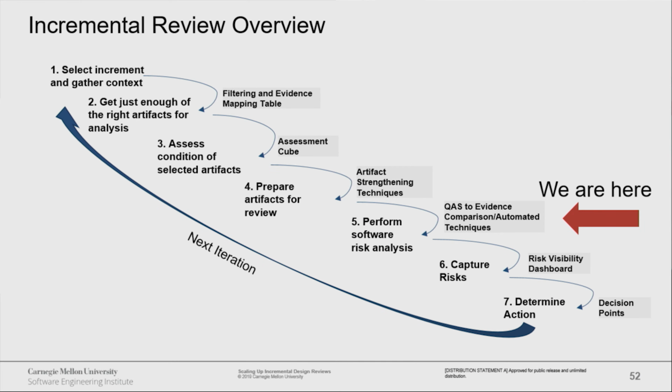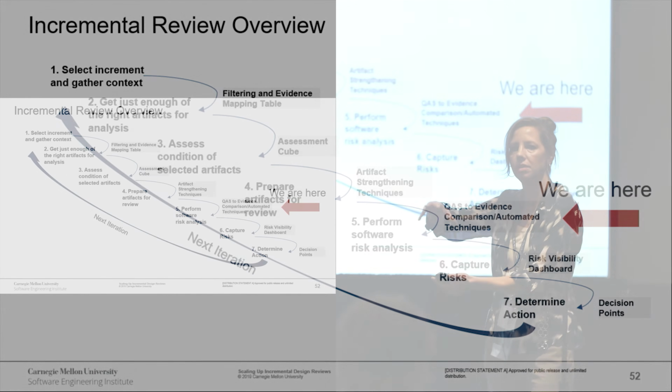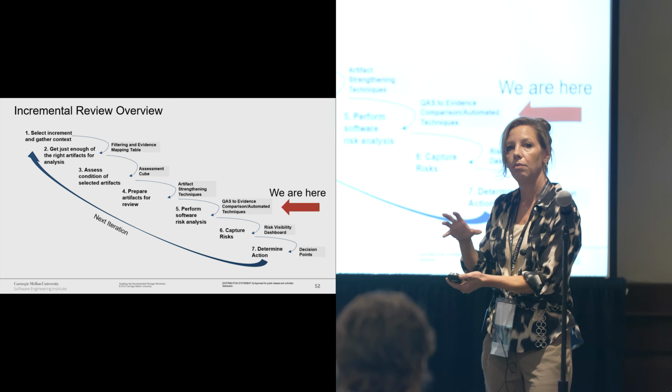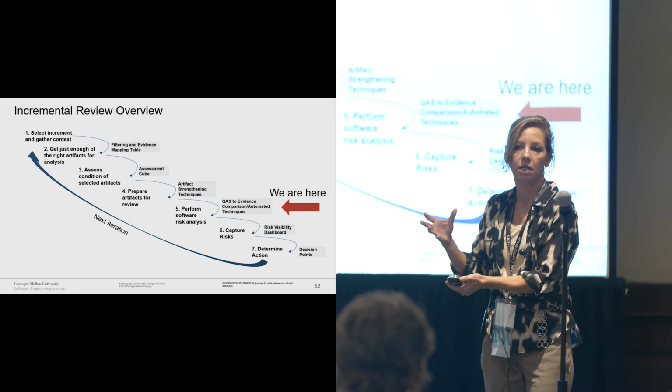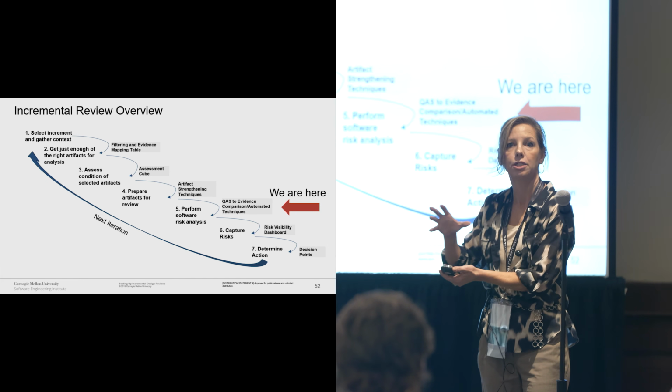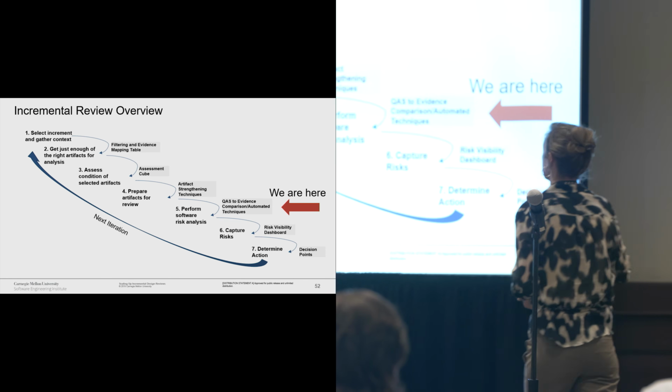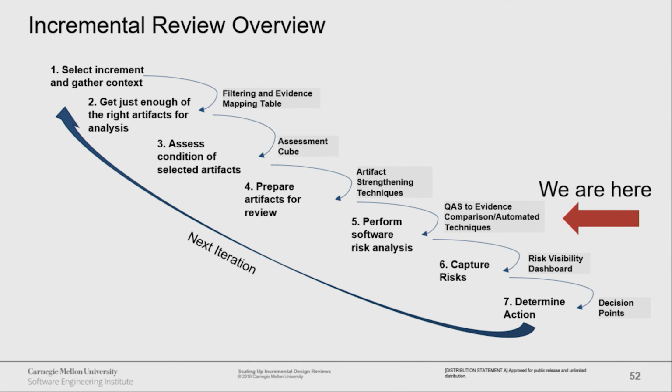saying, okay, the first step in the process is to determine what your increment is going to be. Are you going to look at a piece of the system? What feature are you going to look at? What part of the system? And then we usually allocate 2 or 3, maybe 3 to 5, depending, quality attribute scenarios to that increment. So we go ahead and define our increment.